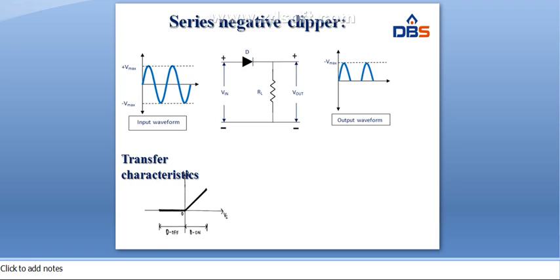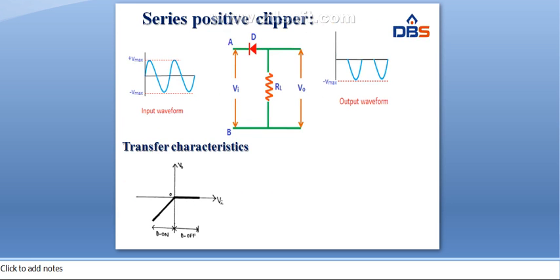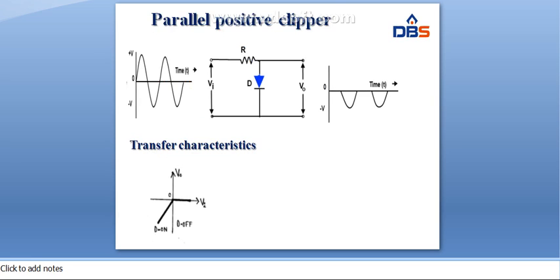In the series negative clipper, the negative portion of the cycle is going to be removed, but in the series positive clipper, the positive portion of the cycle is going to be removed. Next one is the parallel positive clipper. Here the diode is connected parallel to the load.